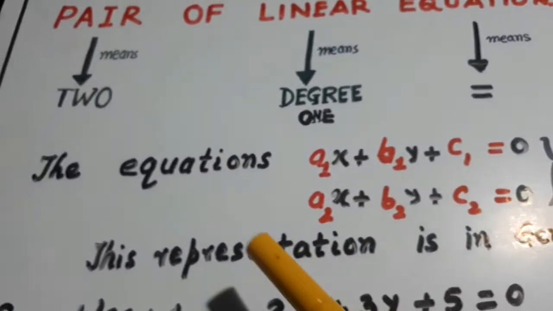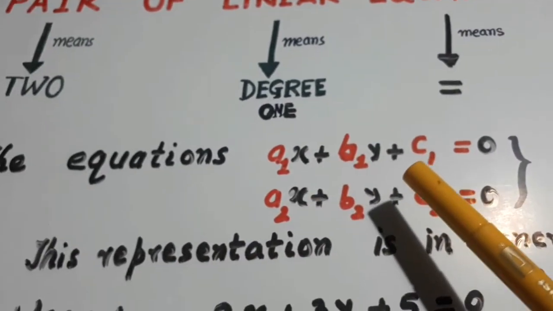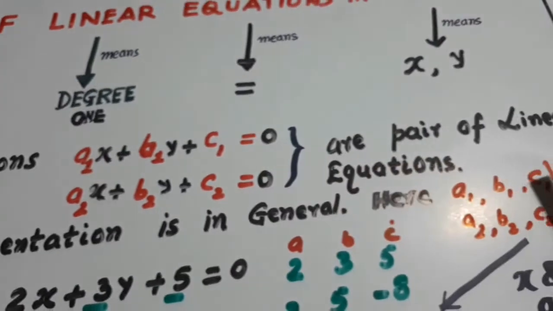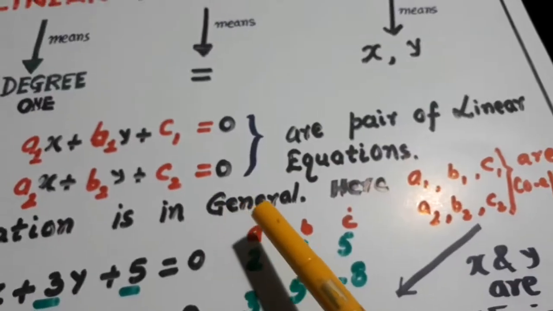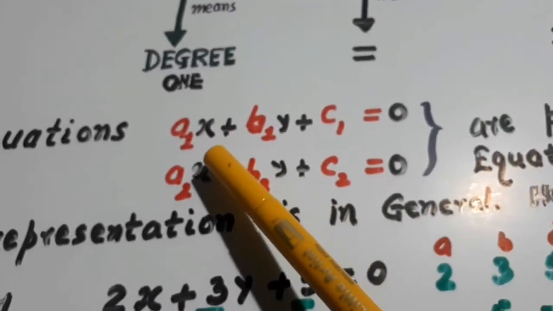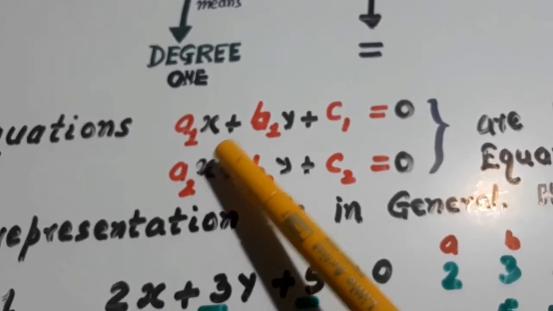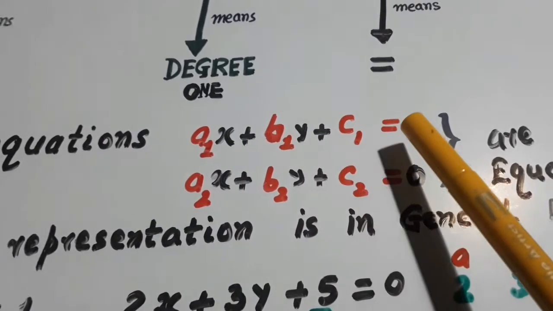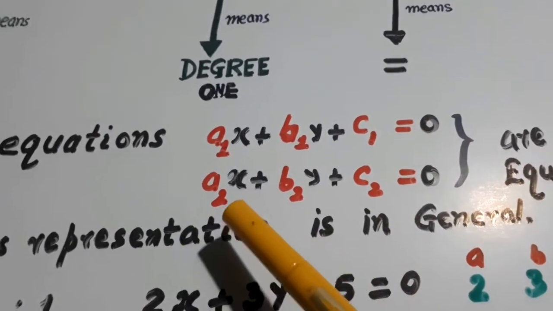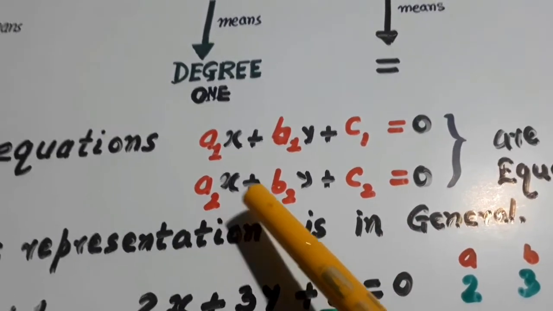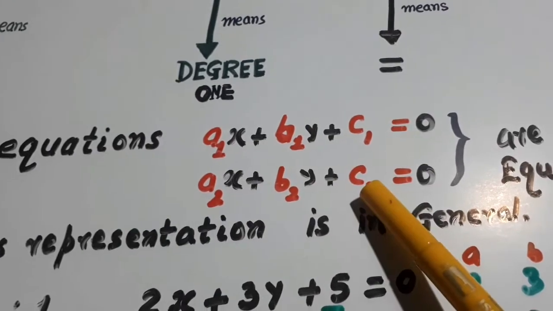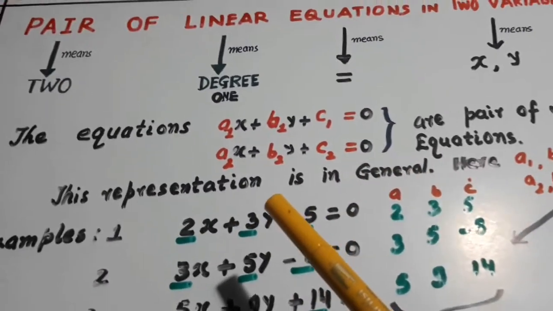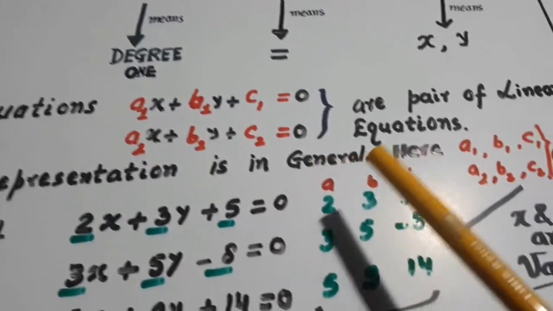Now, these are the standard pair of linear equations in two variables. First one is a1x plus b1y plus c1 equal to 0. Second is a2x plus b2y plus c2 equal to 0. So, this representation is in general.